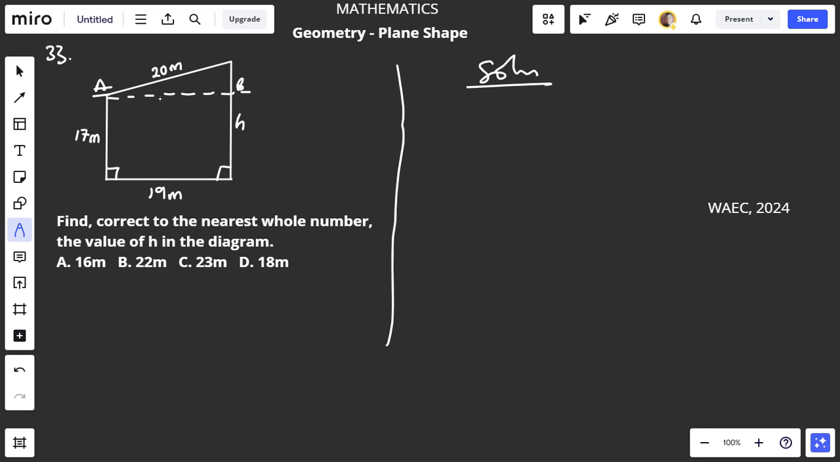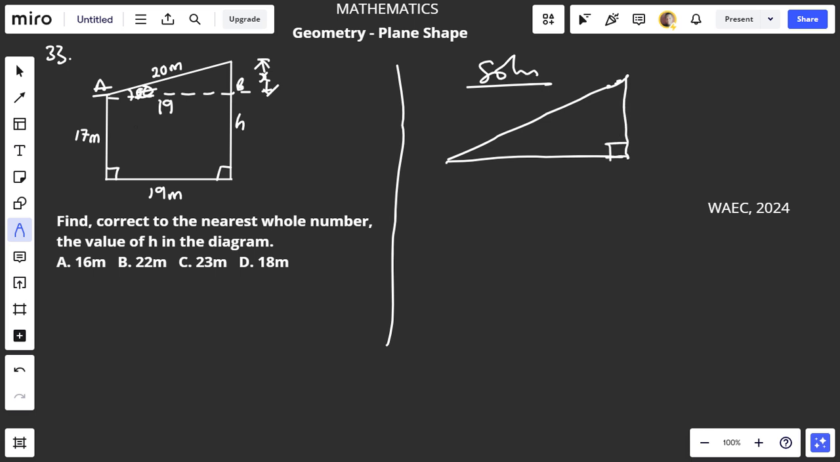So from here to here will be 19. And then we have an angle here, so I'll call that angle theta. And from here to here, I'll call it X. So let me cut out the triangle I just finished drawing. This is the triangle. It's a right angle triangle.